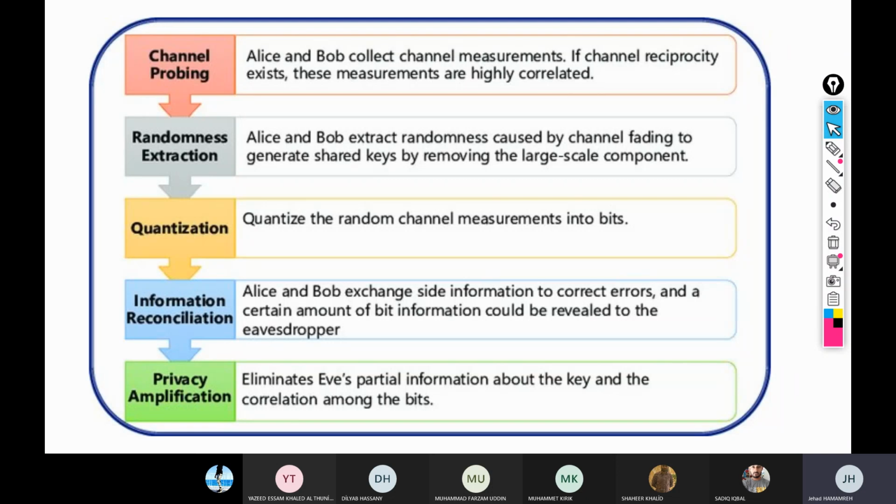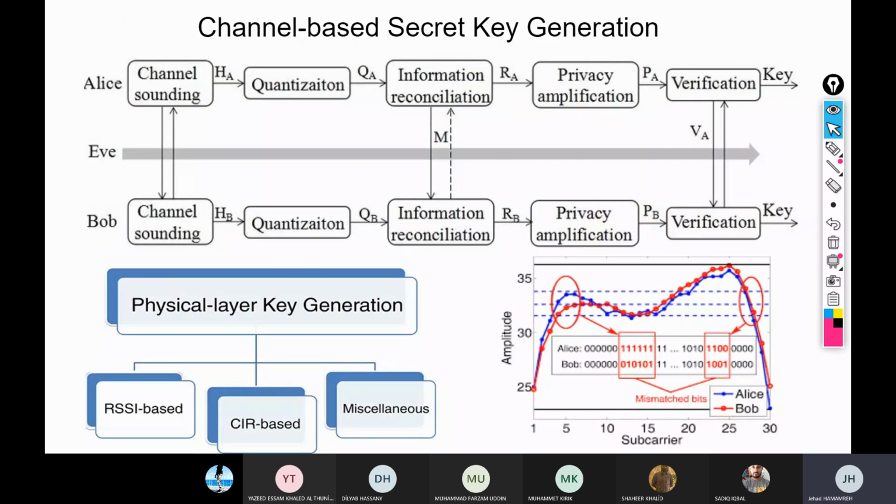So these are the main 5 steps, and this figure summarizes them. You have channel sounding, channel probing, where Alice and Bob estimate the channel. Then after they estimate the channel, you quantize the channels. Now, you tell me how they quantize the channel. Alice and Bob agree ahead of time on a certain rule to quantize the channel measurements and map the amplitudes of the wireless signal into data bits. Now, not only the amplitude, you can use the phase.